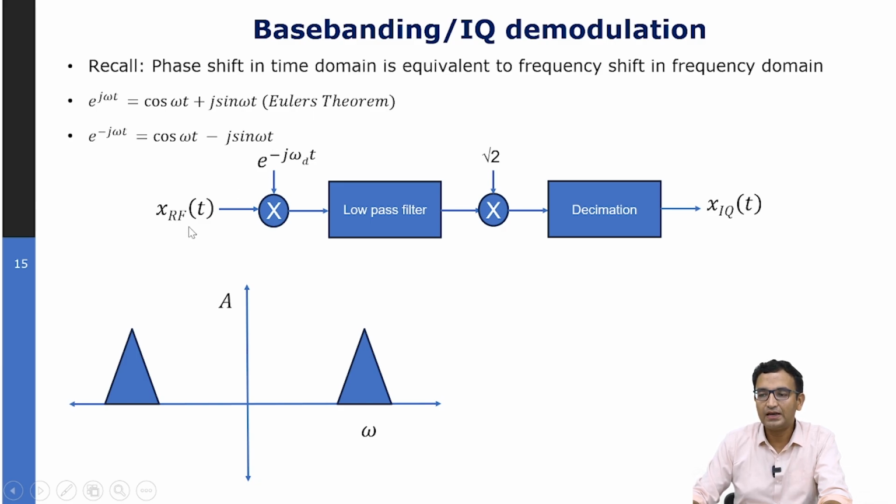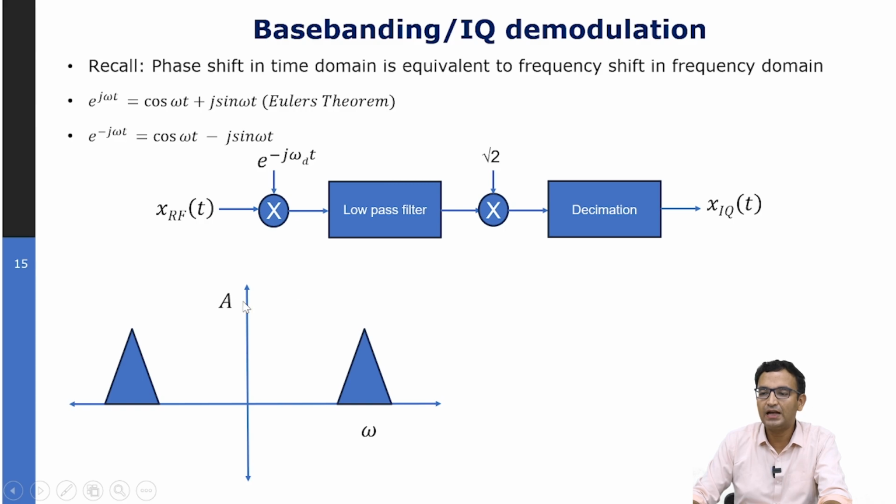If you have an RF signal x_RF(t) and you multiply it with e to the power minus j omega_d t, so this d is a downshift. This refers to the lower frequency omega, the frequency by which you are going to downshift the signal. Now, once you do this, there are other steps. We will discuss them step by step. But you will need to low pass filter the signal, multiply by square root of 2, and then you can decimate it to get the IQ version of the data.